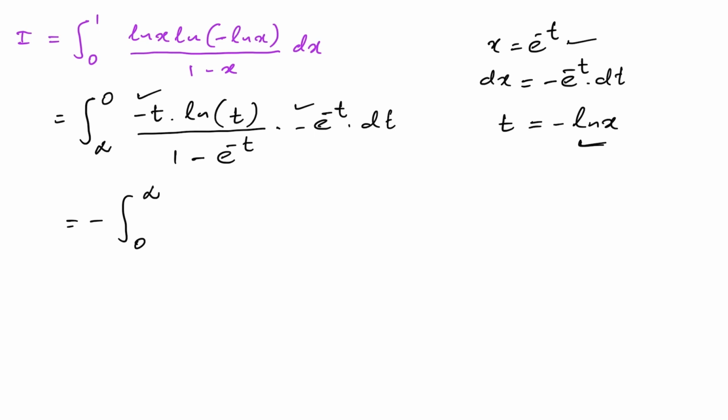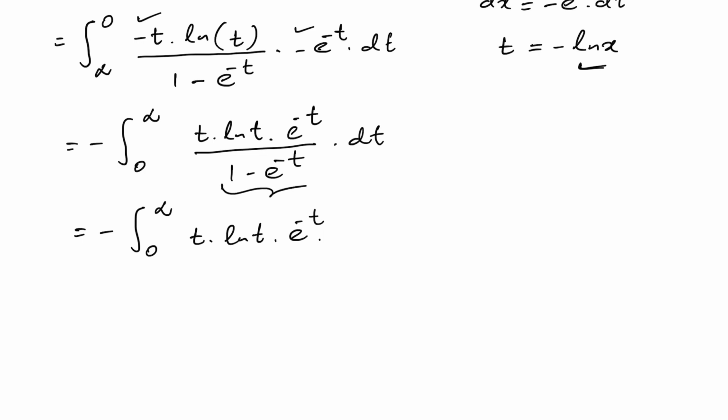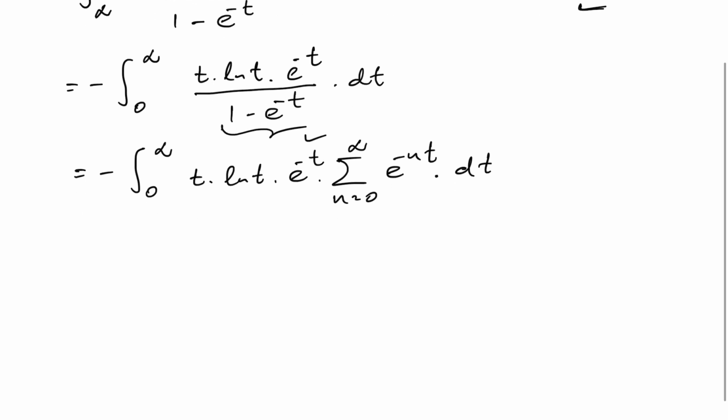So we have t times natural log of t times e to the minus t over 1 minus e to the minus t dt. Okay, then here minus integral from 0 to infinity t times natural log of t times e to the minus t. Then we have 1 over 1 minus e to the minus t. So we can use the geometric series. So we have sum of n equals 0 to infinity e to the minus nt dt.